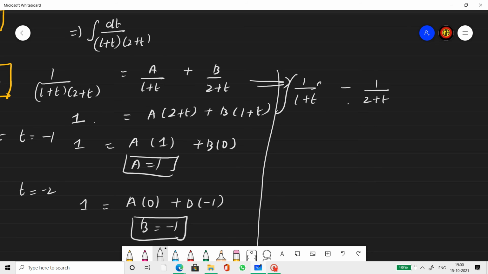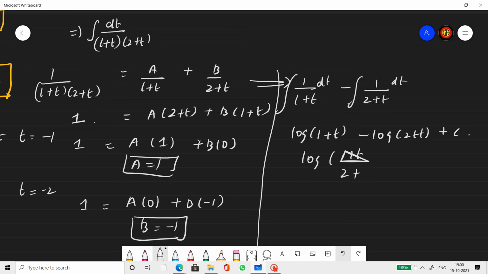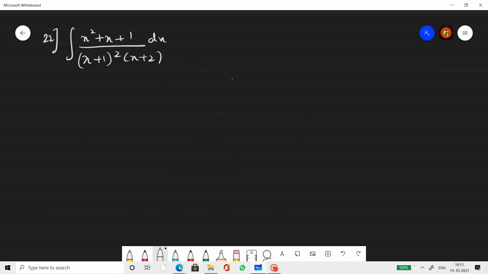Integrate them, make sure that it is dt here and here. And both the terms don't have any coefficient for t except plus 1. So we can write log directly. So log of 1 plus t minus log of 2 plus t plus c. Or you can write this as log of 1 plus t by 2 plus t. Log a minus log b is log a by b.